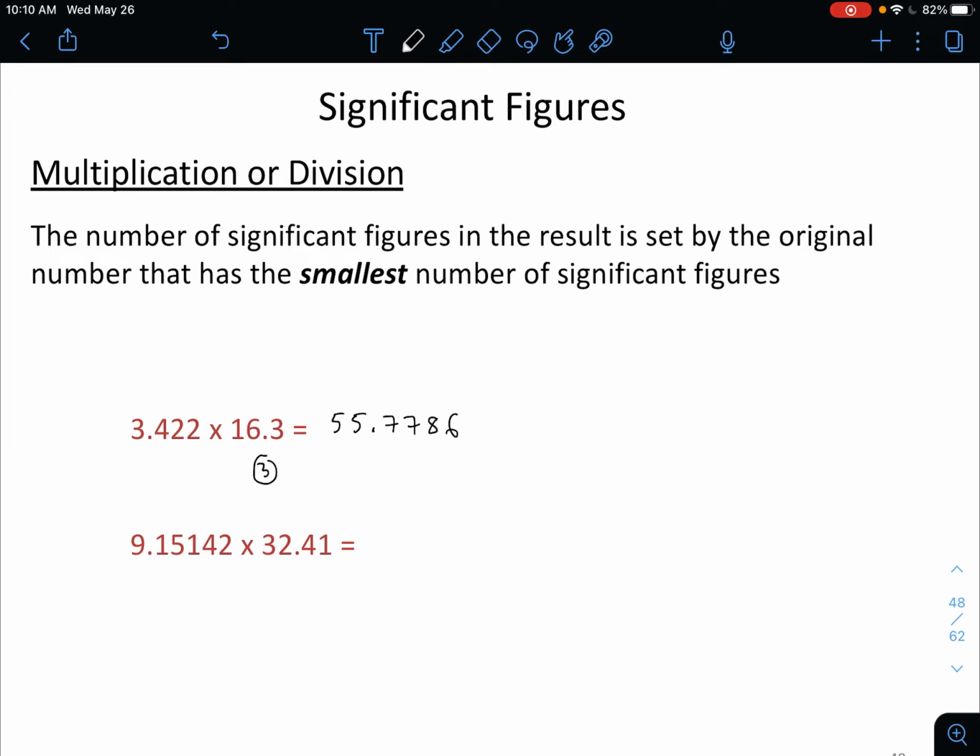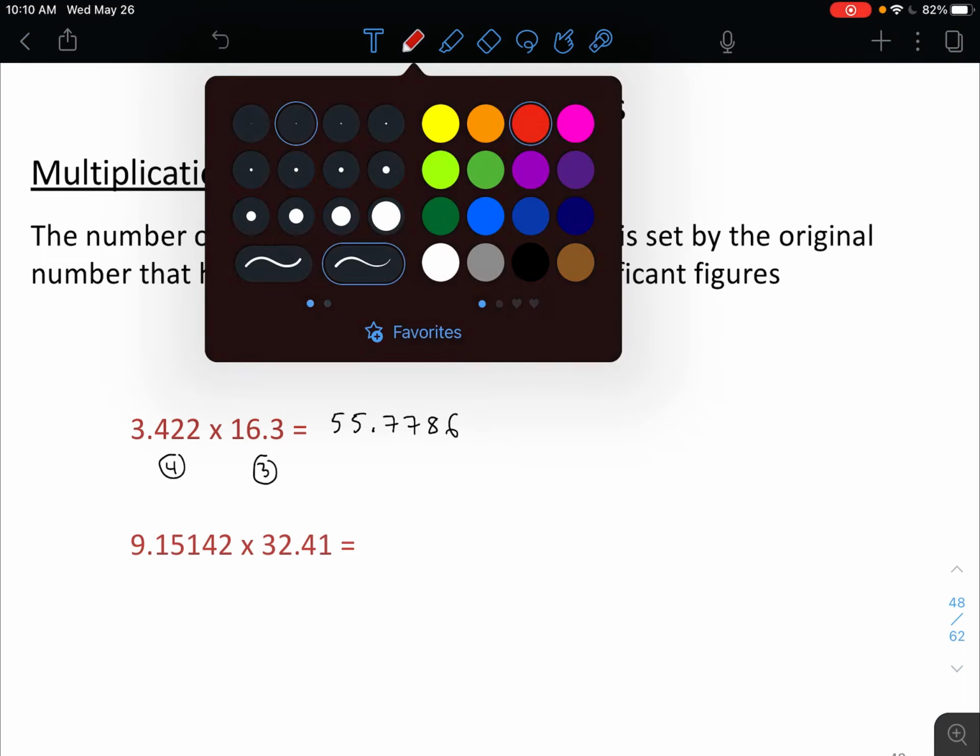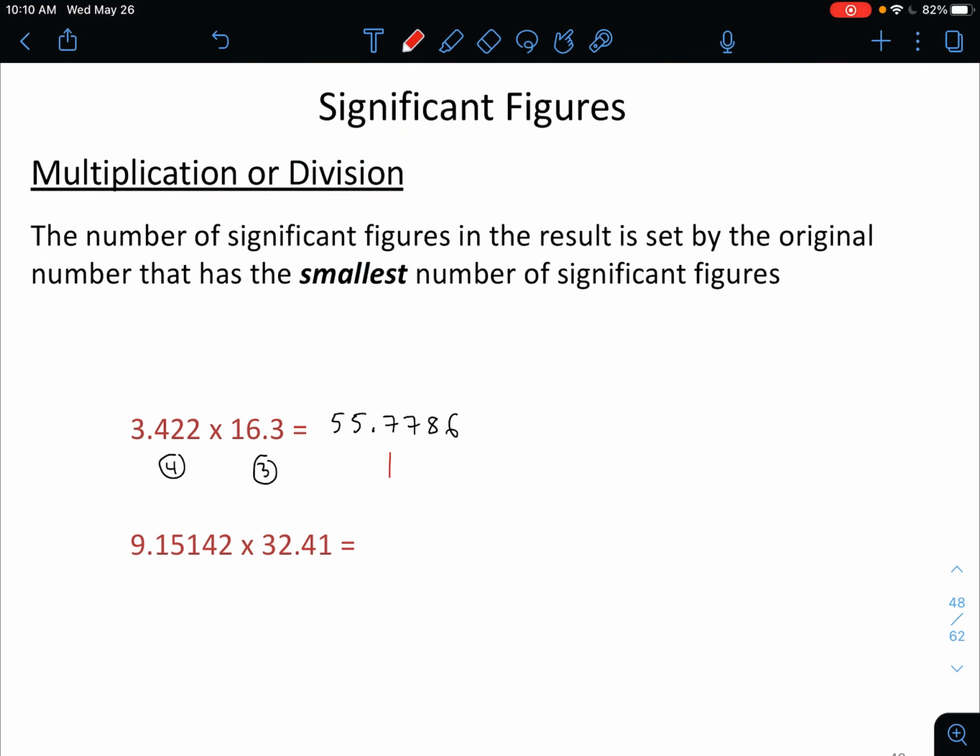16.3 has 3 significant figures. 3.422 has 4 total significant figures. Remember, we're worried about the total since it's multiplication and division. So in this case, that would make this first 7 my cutoff number. It's followed by a 7, so that means I round up. So it'll be 55.8.